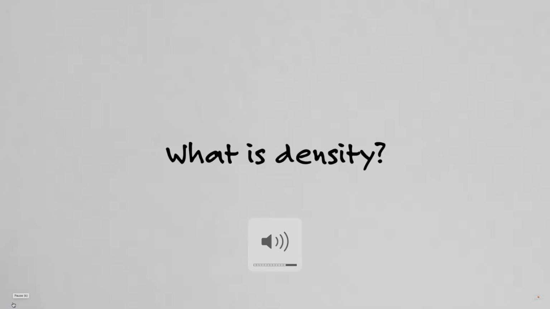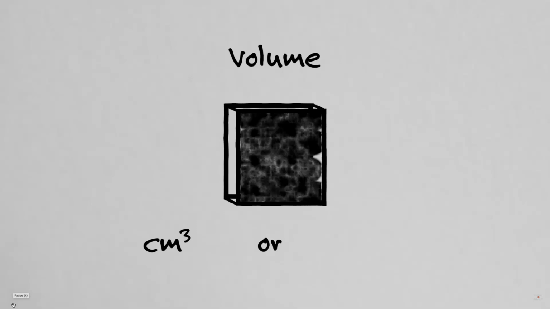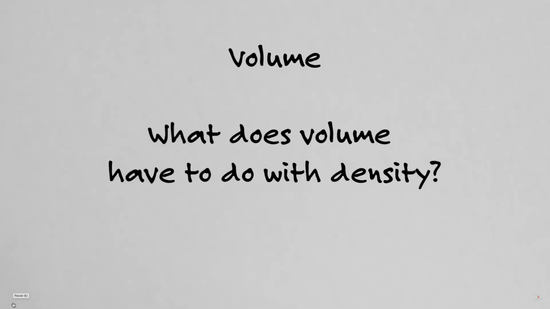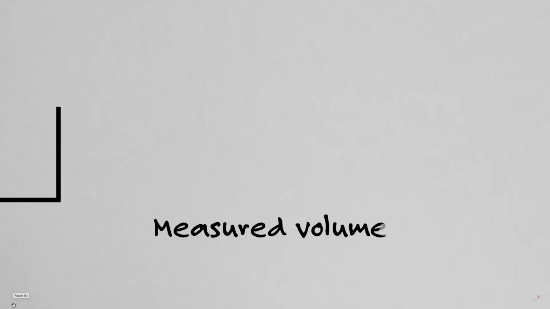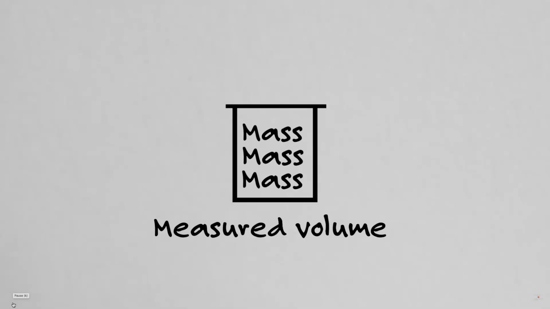First, we must know what density is in order to calculate it. So, what is it? Simply put, density is the amount of a substance in a measured 3D space. We call that 3D space volume. Volume is usually measured in cubic centimeters or milliliters. What does volume have to do with density? Quite a bit, actually. Density is how much mass of a substance you can have in a volume.